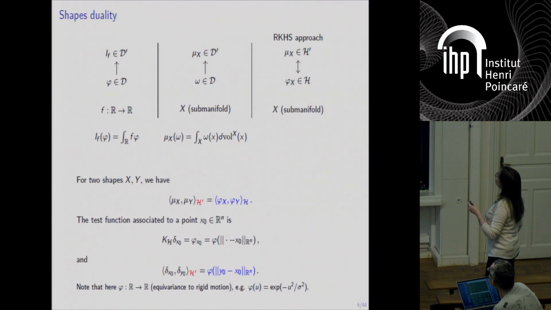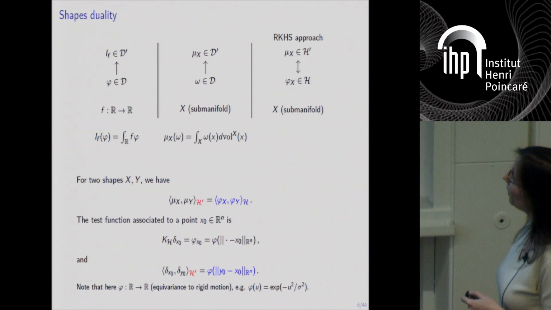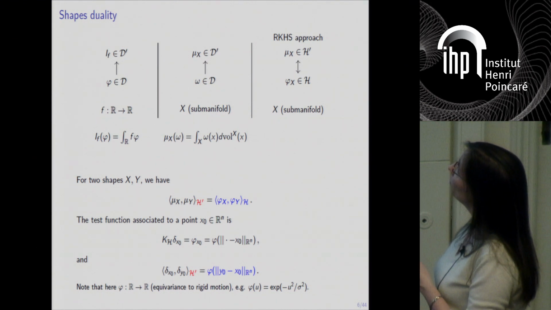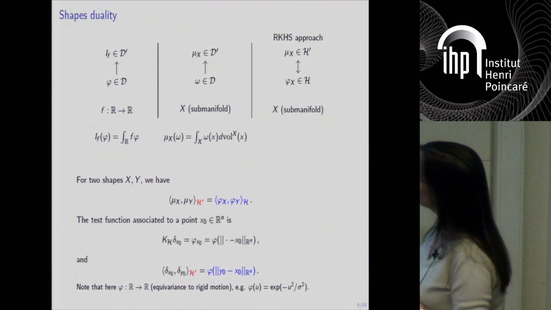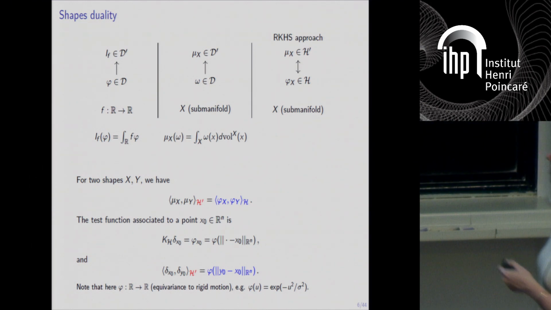The nice property here is that you have an explicit formula to go from your dual space to the space with your kernel. So if you consider two shapes x and y, the scalar product between the two representations, the two distributions, is given by the scalar product of your two test functions phi x and phi y, which I will explain. You have an explicit, very visual and understandable expression for the scalar product.